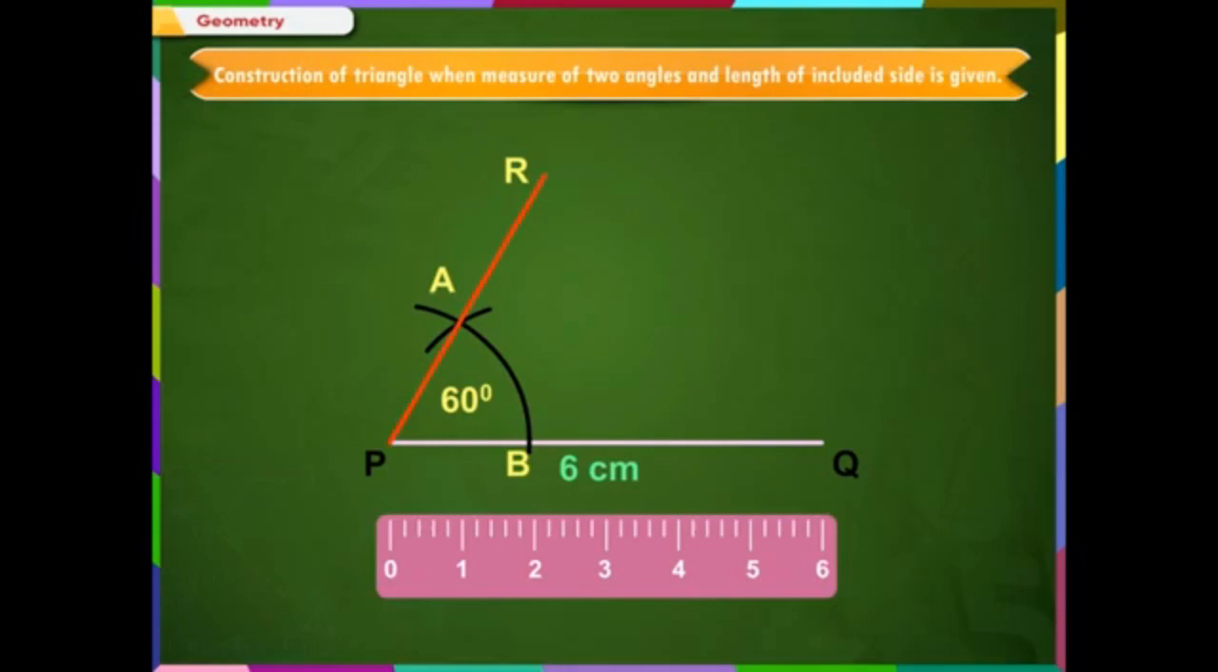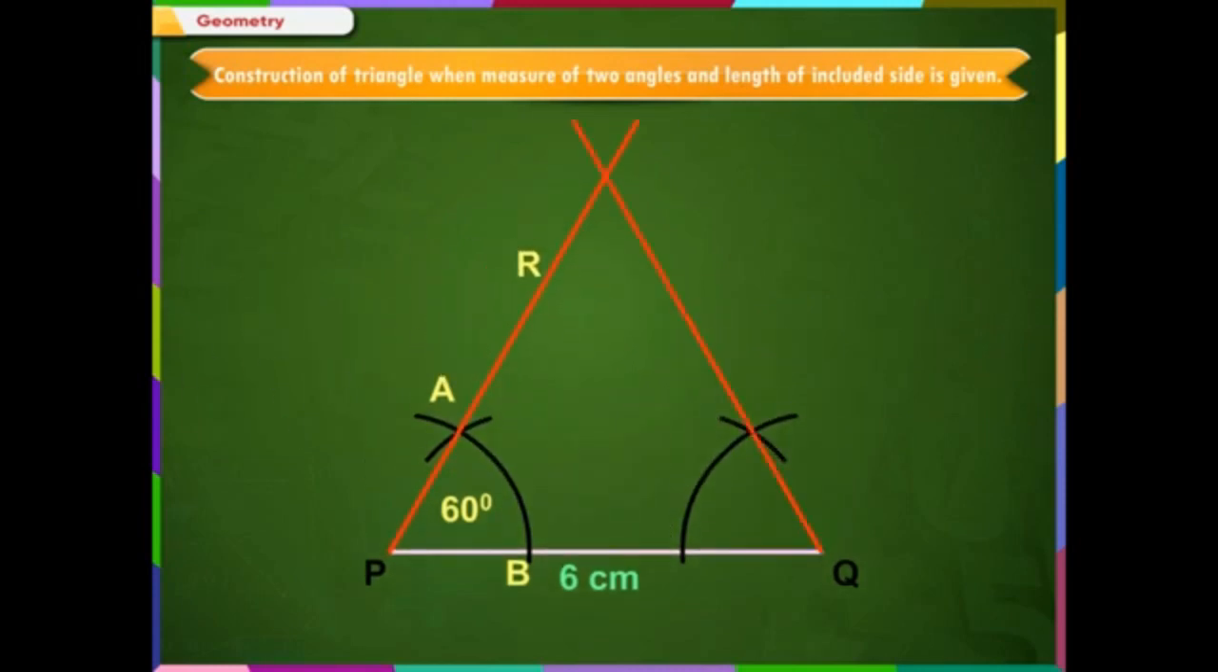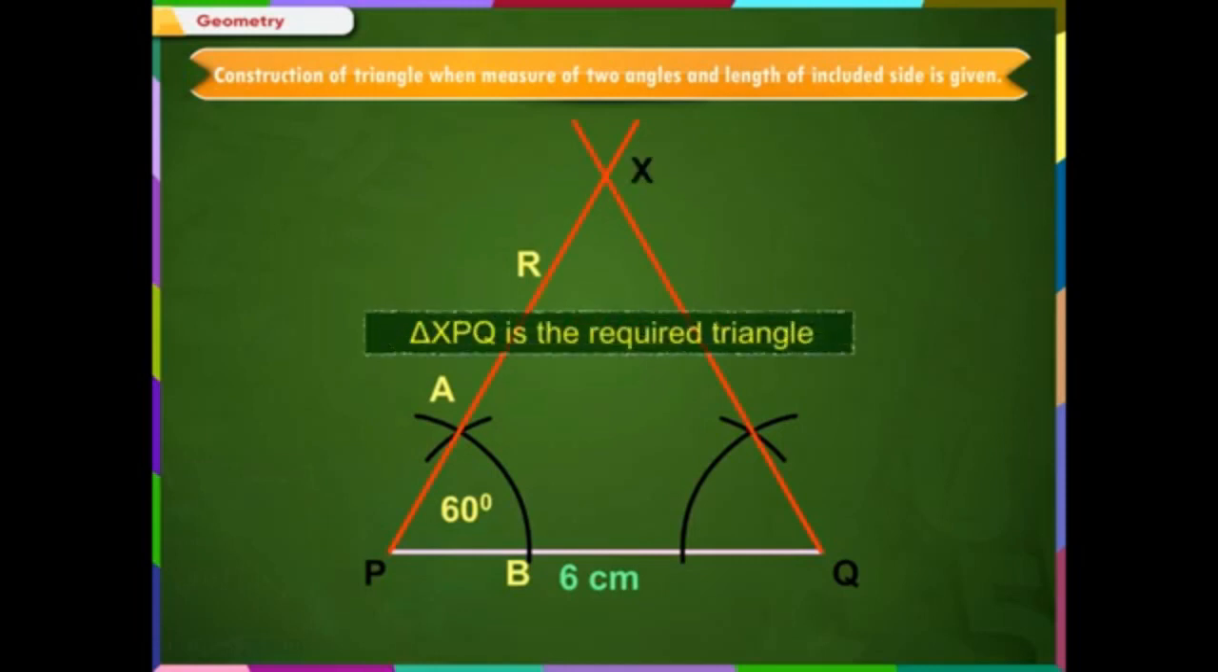Step 4. Now, repeat the same steps with Q as center. Suppose the intersection point of PR and QR is X. Then, XPQ is the required triangle.